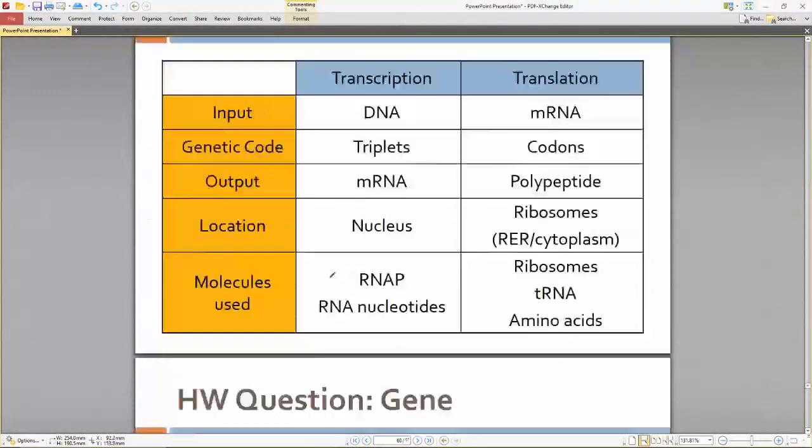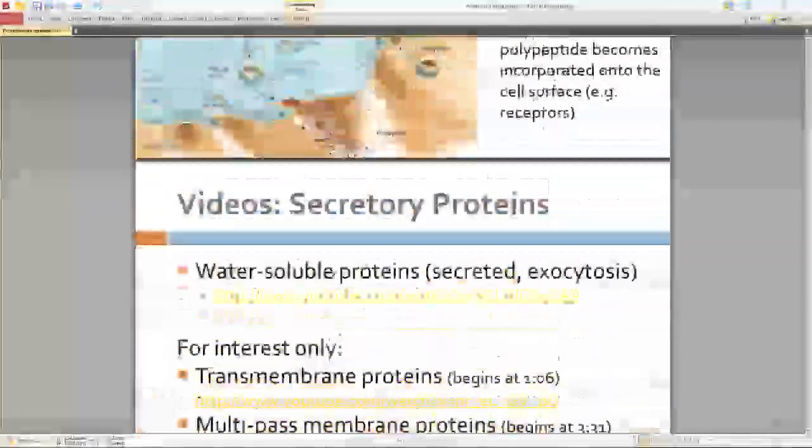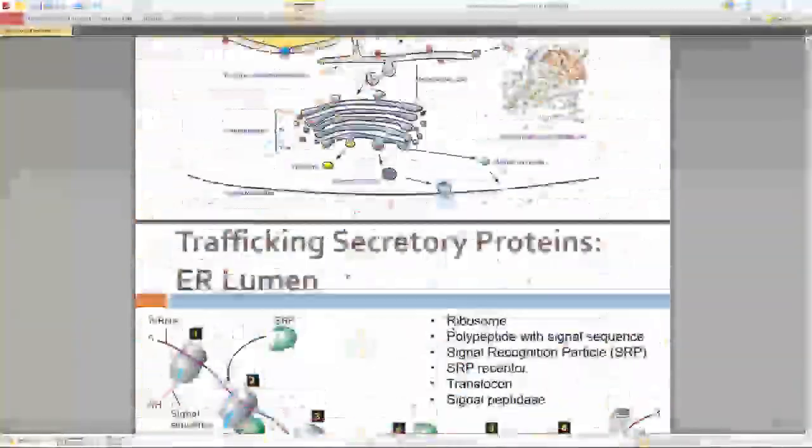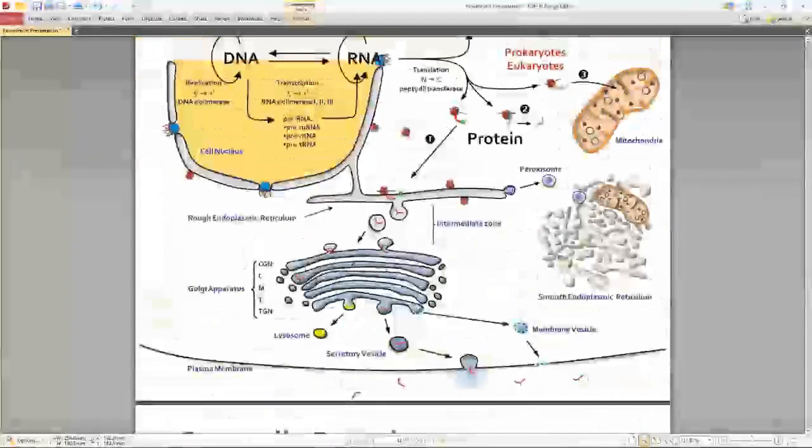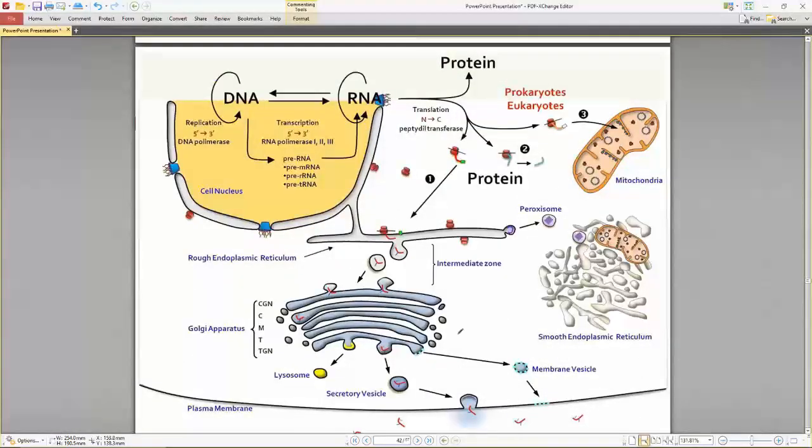Does anybody have any questions about protein trafficking or post-translational modifications? I'm sorry about the confusion with cytoplasm and cytosol. Hopefully Ms. Law can straighten that out for us. I'm a little bit confused myself. Other than that, does anybody have some questions?